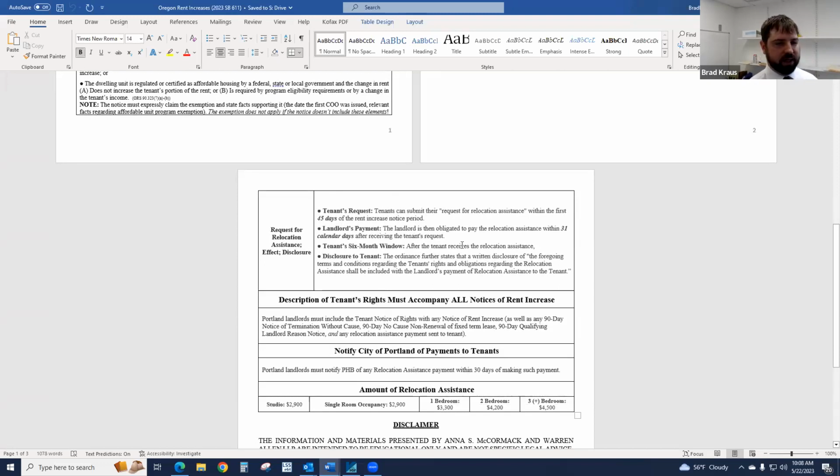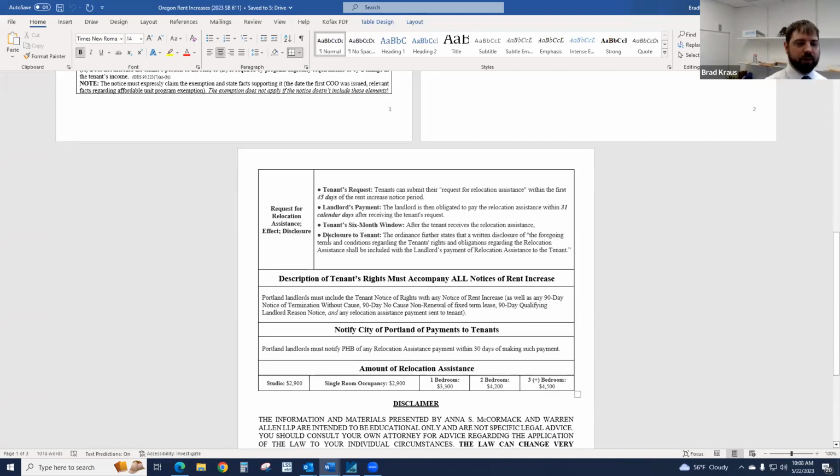There's some additional statements about relocation assistance and things like that. The other important thing to keep in mind here is that in Portland, any rent increase that you serve, you must include an additional Portland disclosure, the notice of tenants' rights. You have to include that with every notice of rent increase. Okay, so keep that in mind.